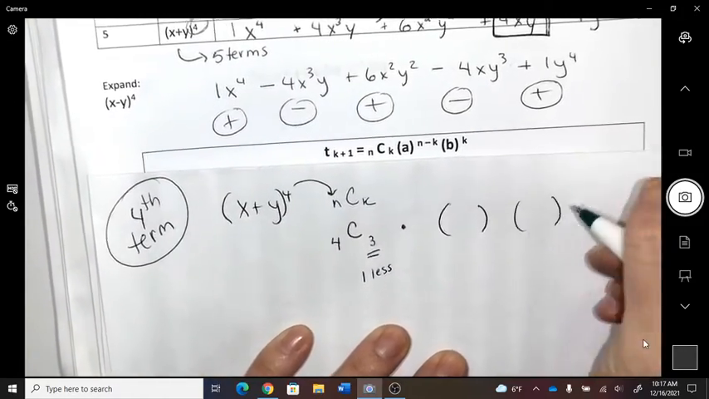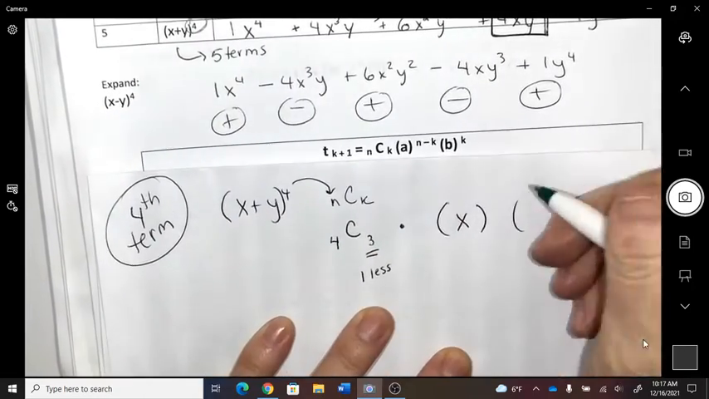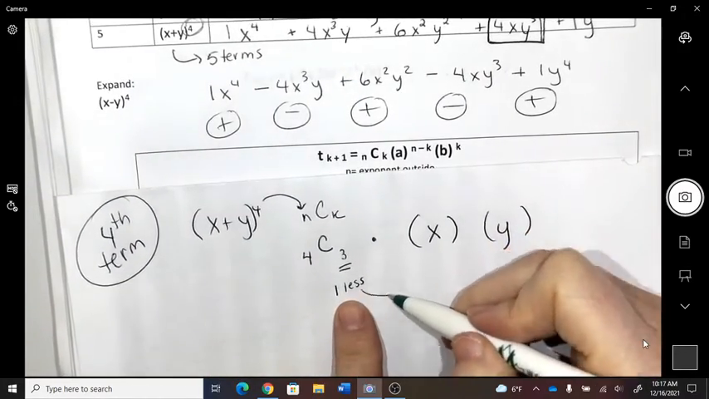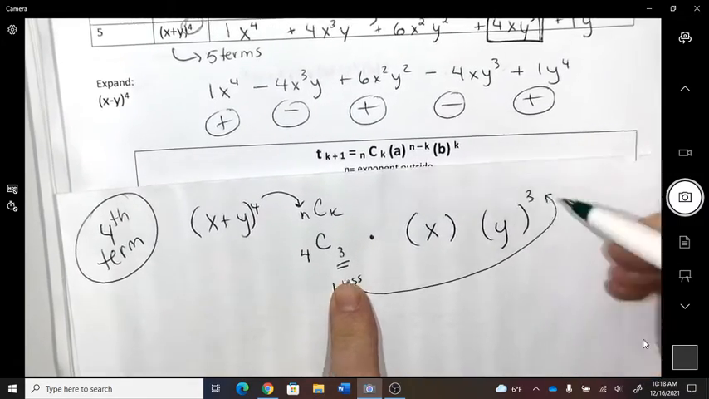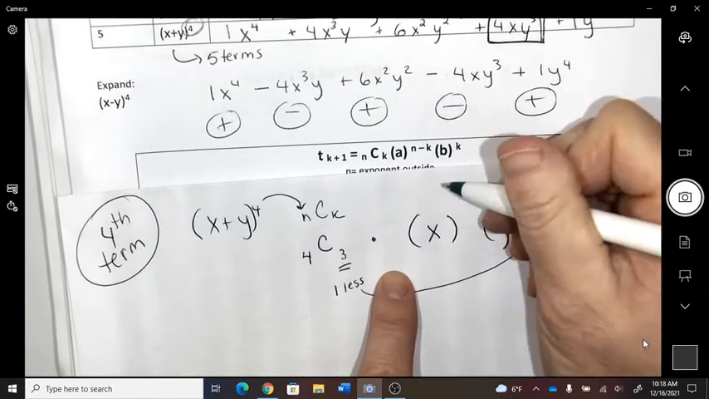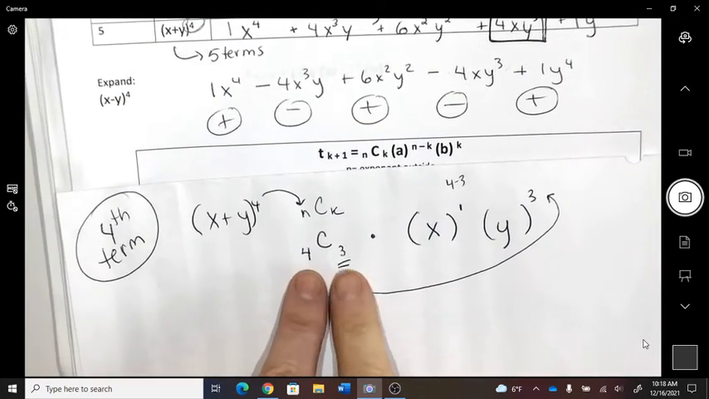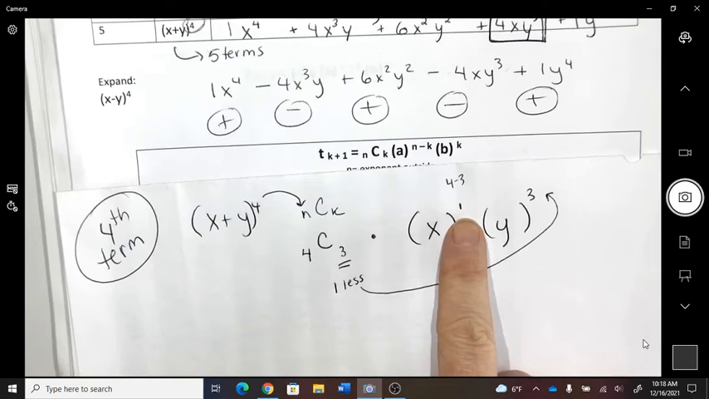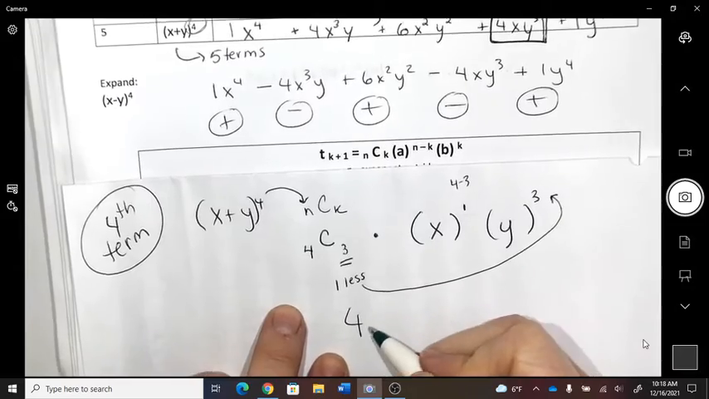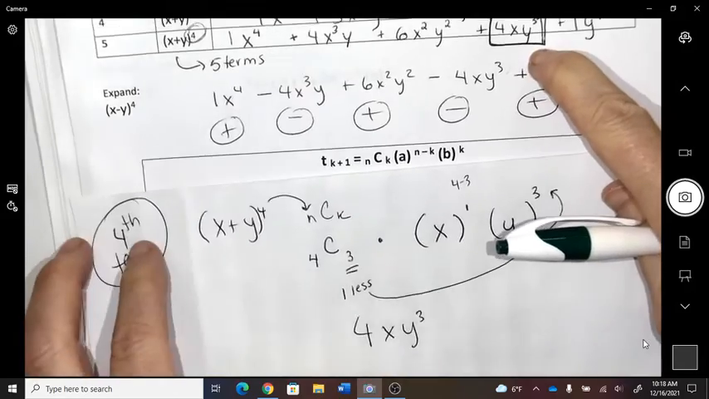Okay, so the fourth term, I'm going to take the first part of my binomial, which is x. I'm going to take the second part of my binomial. Okay, now this number is going to match. Okay, and this number is going to be the subtraction. So whatever those are subtracted is that exponent. Okay, so then if I did this in my calculator, 4 choose 3 is 4, x, y cubed. And we got to the answer that we thought we would.